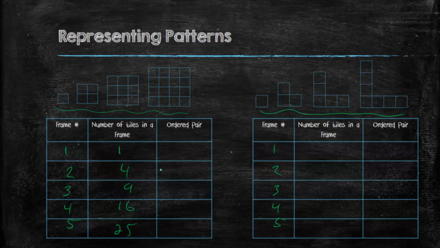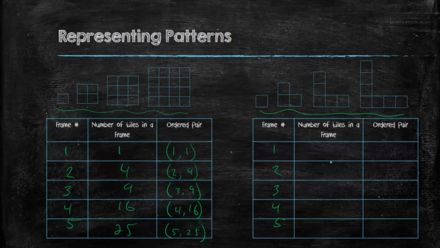And the ordered pairs, what is the ordered pair? So this is for graphing, which we'll do later. Well, the number of the frame is the x-axis, and the y-axis is the number of tiles. So in frame 1, we've got 1 tile. In frame 2, we've got 4 tiles. In frame 3, we've got 9 tiles. In frame 4, we've got 16 tiles. And in frame 5 we've got 25 tiles. So these are the ordered pairs for graphing.